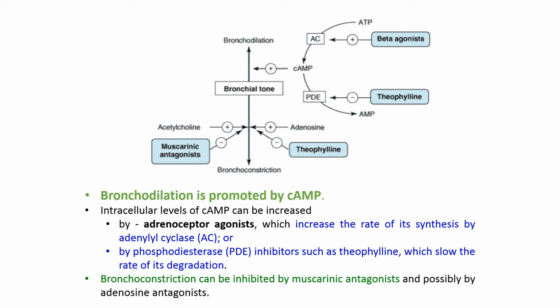of metabolism. You can increase cyclic AMP by inhibiting its rate of degradation with a phosphodiesterase inhibitor. Phosphodiesterase is an enzyme which degrades cyclic AMP. So if you inhibit phosphodiesterase, it will ultimately increase the cyclic AMP.